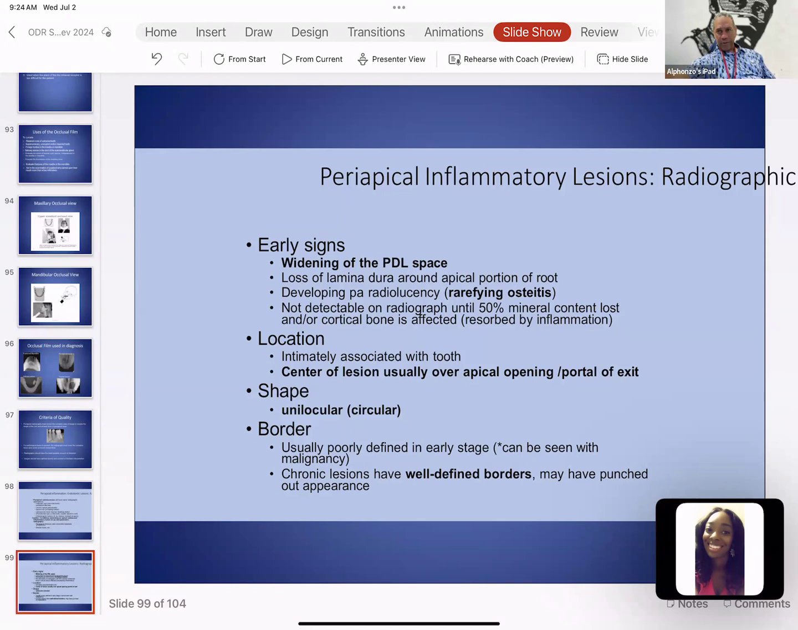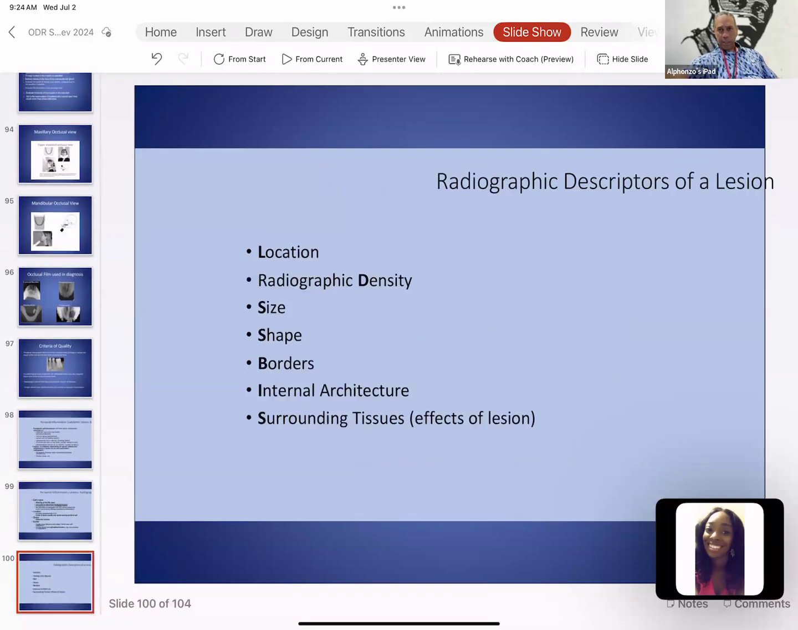Make sure you also know the definitions. We talked about rarefying osteitis, and make sure you go over that. And sclerosis that you see around teeth that are infected by inflammation. I already talked about that earlier.